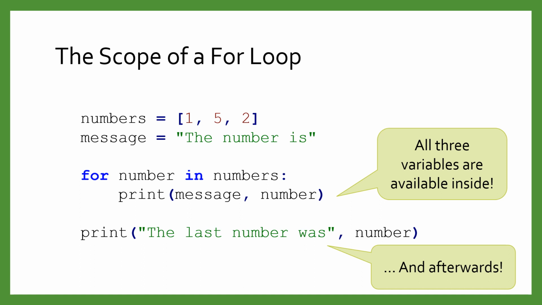Unlike functions, for loops do not have their own scope. Variables defined outside of a for loop can be used inside the loop body. The iteration variable can be used after the loop has finished. Nothing special has to be done with regards to the scoping of loops.